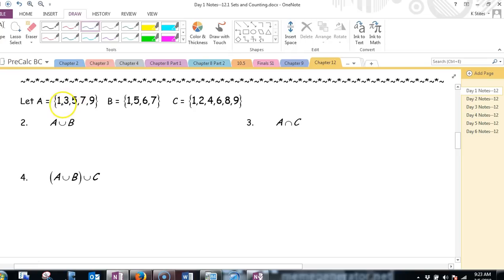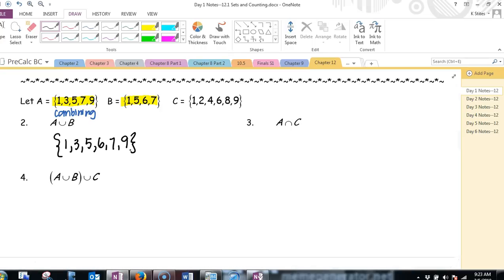We have set A contains the elements 1, 3, 5, 7, and 9. Set B contains the elements 1, 5, 6, and 7. And set C has all of these elements. So the first thing we're going to do is find A union B. Union meaning we are combining, or we're looking at both sets together. So A and B, we want to take these two, we want to combine them. So we've got a 1, we do not have a 2, we have a 3, we have a 5. Notice they both have 5, but you only list it once. We have a 6, we have a 7, we have a 9. So basically it's like if you had 2 cups and you pour what's in those 2 cups together. You have everything that's in both of them.